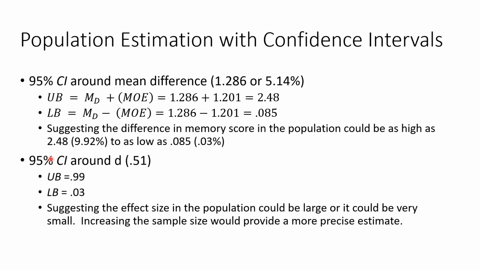You can also get a 95% confidence interval around d. This is done by computer. We don't really do this by hand. In this case, the upper bound suggests that the effect might be large. Again, 0.8 is considered large, so this is nearly 1, so this is very large. And 0.2 is considered small, so this is quite a bit smaller than 0.2. So again, we're getting a similar indication as we did up here with the mean difference. The effect in the population could be very large or it could be very small, suggesting that if we want a more precise estimate, we probably want to do a study with a bigger sample size.